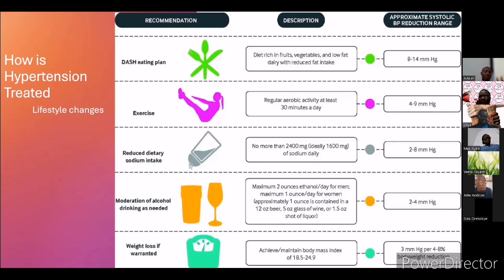One is what we call the dietary approach to stopping hypertension. I'll touch on that very briefly. Exercise: what's considered normal exercise is exercise enough for you to be panting, or slightly out of breath, for 30 minutes a day. That's what's considered normal exercise.